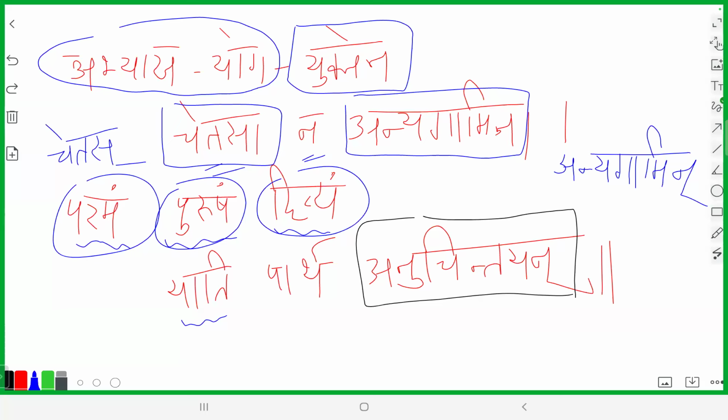And I would talk about this. He is constantly thinking. Look at it like this. Such a constantly thinking person goes to the Parama Purusha, the divine ultimate Lord. So here you have Tritiya Vibhakti words: Yuktena, Chetasa, Anyagamina.